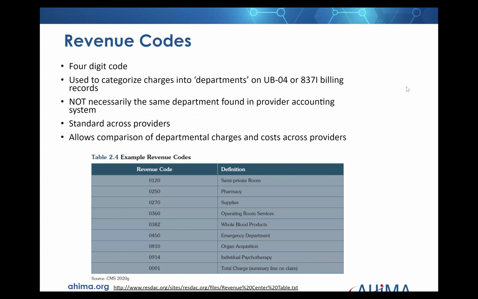So what is a revenue code? Basically, this is categorizing charges into a department. You can see some of them here. The revenue code for a semi-private room is 0120. The revenue code for pharmacy is 0250, and so on. This is a way of categorizing these types of charges and allows us to compare departmental charges and cost between hospitals, between providers, and so on.